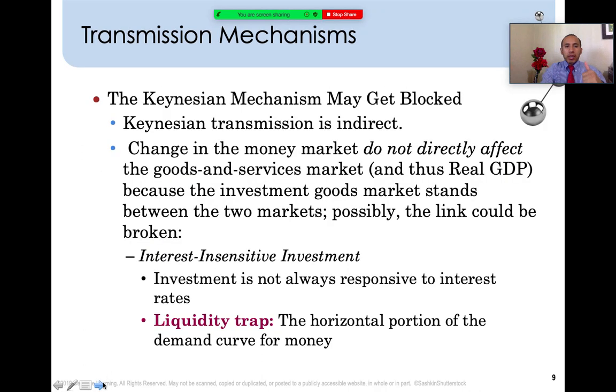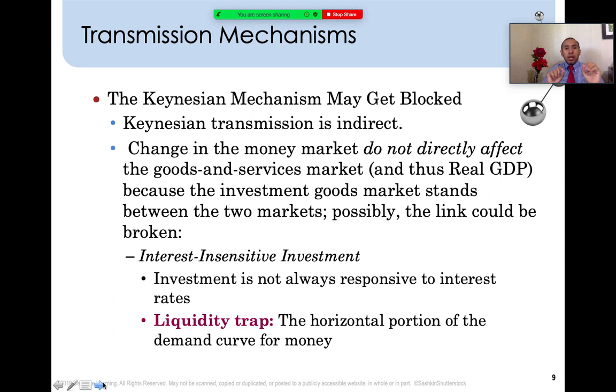Now, if the economy were to contract, it will move in the opposite direction. The Keynesian mechanism, it is perceived that it can often be blocked. It can be smaller than what it looked like, or it can be not effective, and so on. The Keynesian transmission channel is indirect because it has to go through certain steps in order to influence economic activity. Sometimes with lower interest rates, investors may not invest.